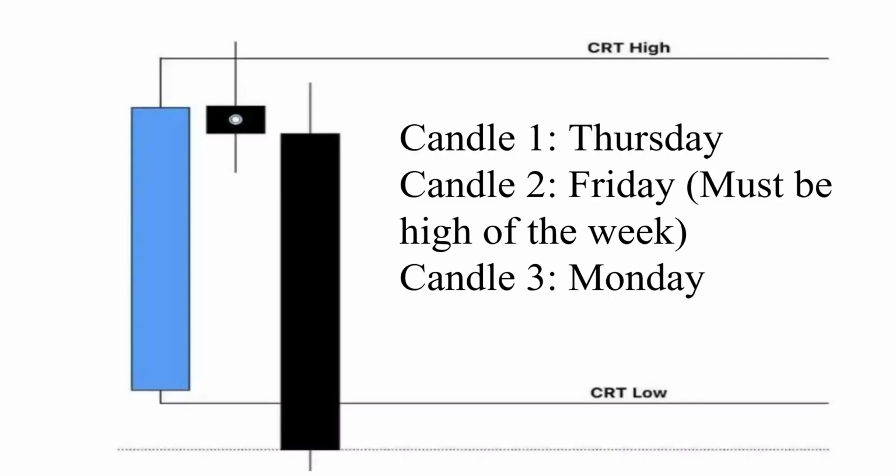Now I'm going to go through each day of the week to show you what to expect, but it's the same pattern over and over again. So this is what you're going to look for. If Monday is your prospective candle 3, then this is the pattern that you're looking for on the daily chart. Thursday should be this first candle, the range candle, this blue candle here. Thursday creates the high and the low. Candle 2 must be Friday. Friday must poke above Thursday's high and then close below it, or inside of it rather.